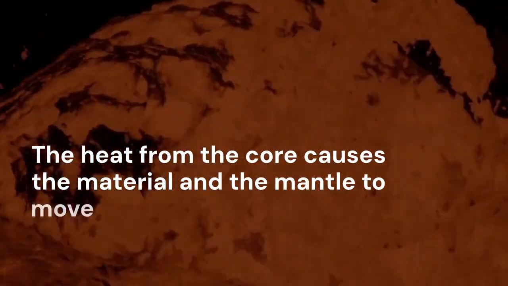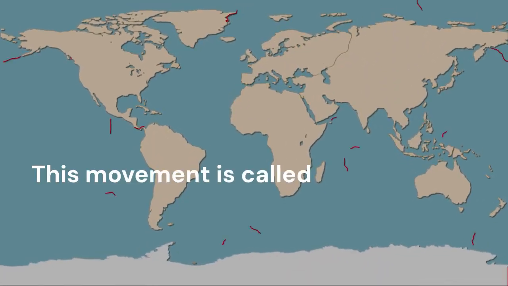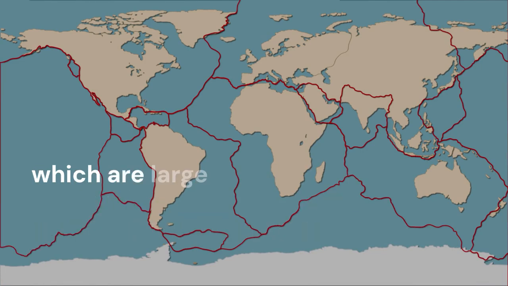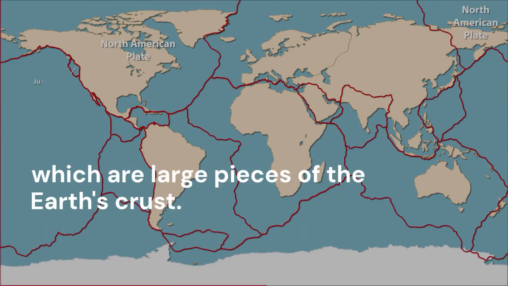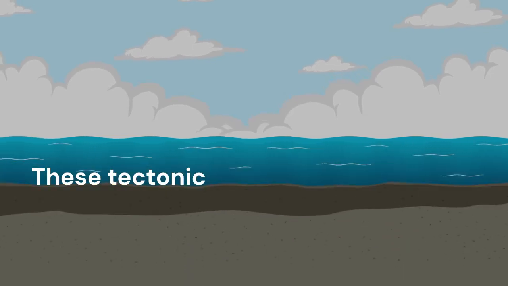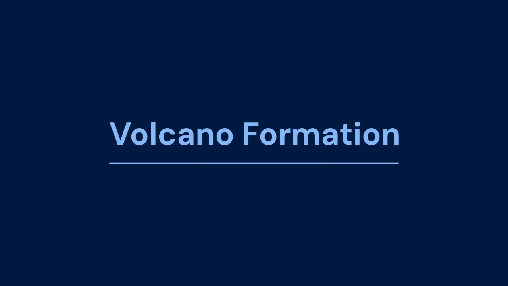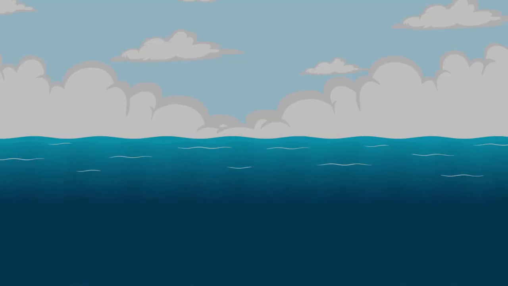The heat from the core causes the material in the mantle to move slowly in a circular motion. This movement is called convection, and it drives the motion of tectonic plates, which are large pieces of the Earth's crust. These tectonic plates are constantly moving, although very slowly. Volcanoes are most commonly formed at the boundaries of these plates.